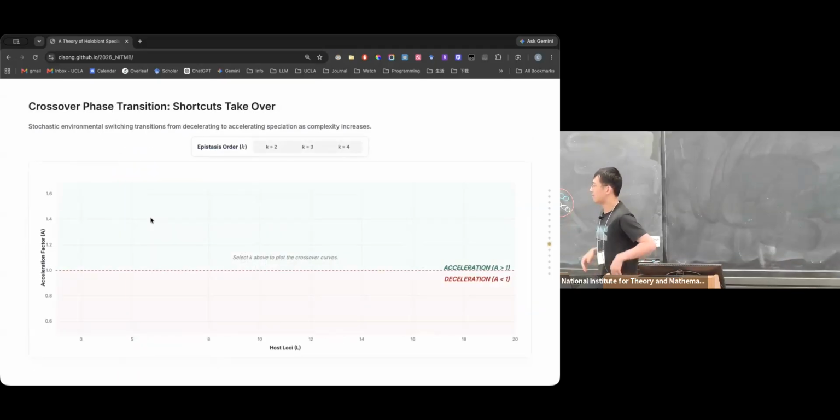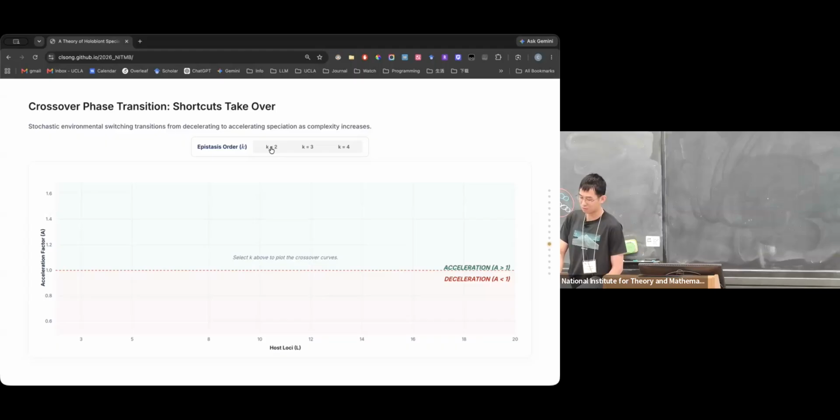But how about more complicated cases? If we go beyond this simple two-locus case, what happens? Here, if we allow the number of host loci to change, the x-axis is the number of host loci and the y-axis is the acceleration ratio. If the acceleration ratio is larger than 1, it means it's faster to speciate. If it's below 1, then it's a deceleration of the speciation time.